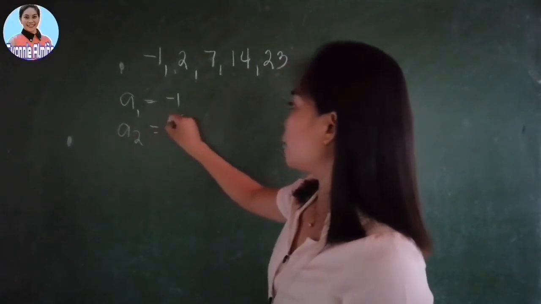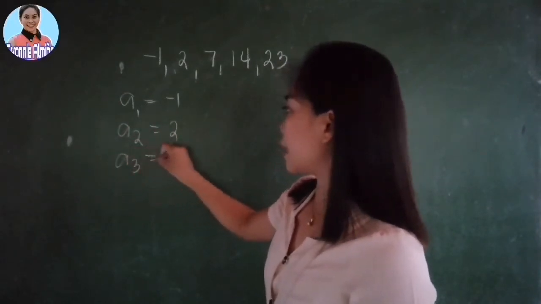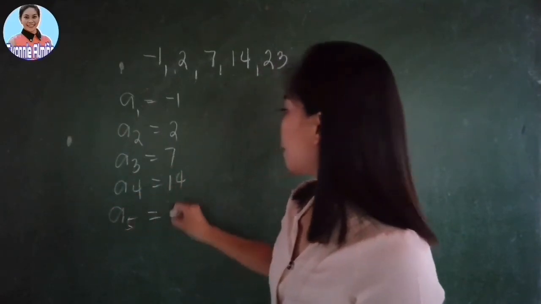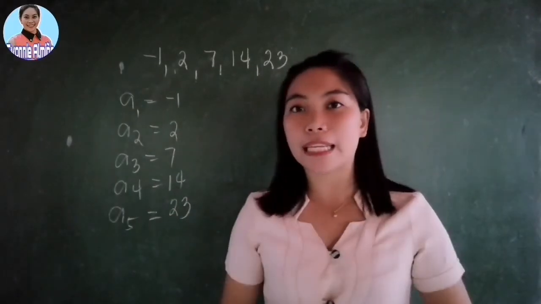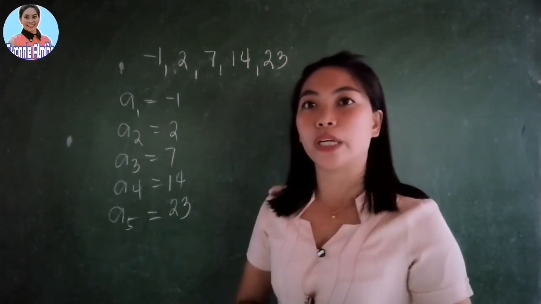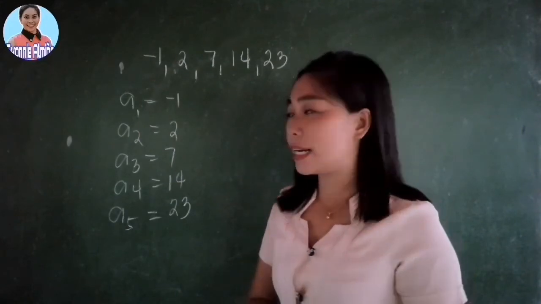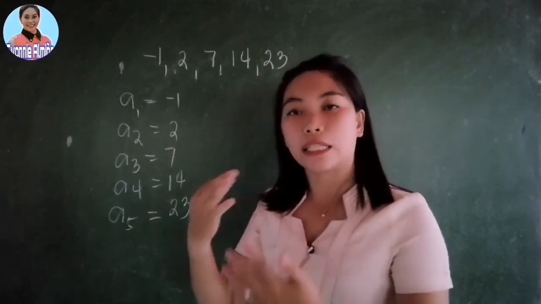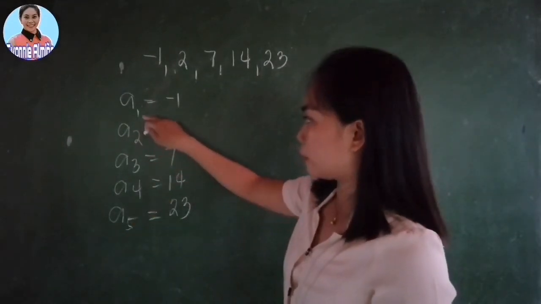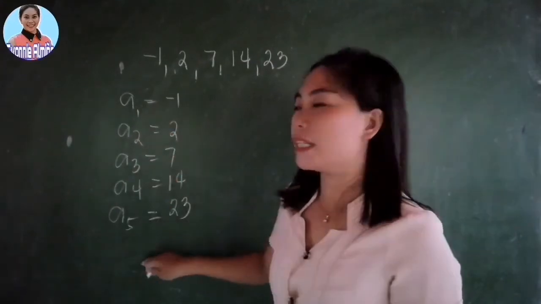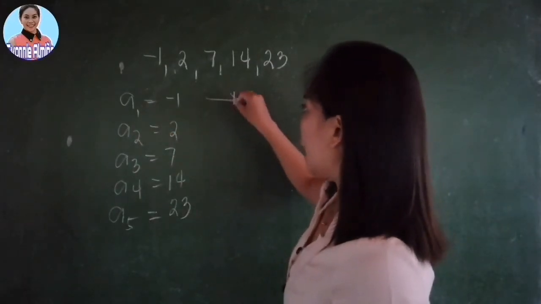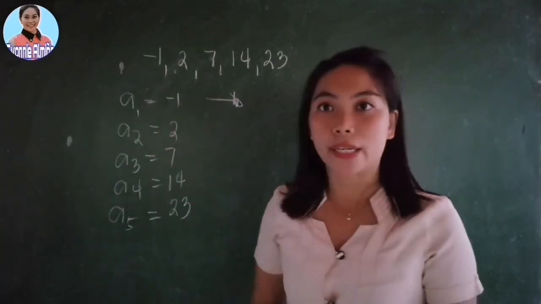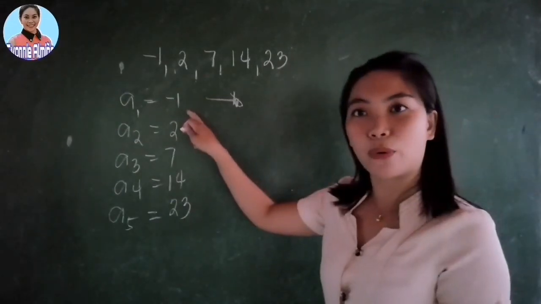So, a sub 2, you have positive 2, a sub 3 is 7, a sub 4 is 14, then a sub 5 is 23. To make it easier to get the equation, of course, we need to find the relationship of the values of a sub 1 to a sub 5 with the number of terms, 1, 2, 3, 4, and 5. So, here in a sub 1, what is the relationship of the number of terms which is 1 to negative 1? So, negative 1 should be our answer.